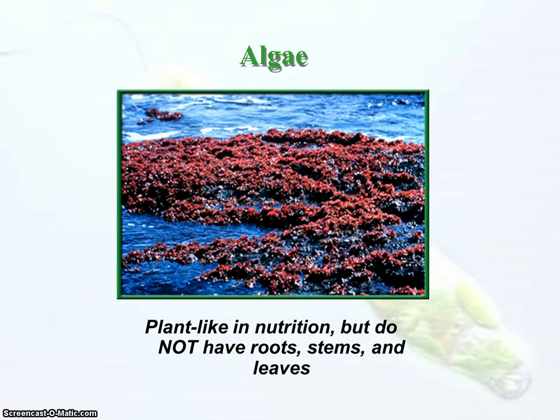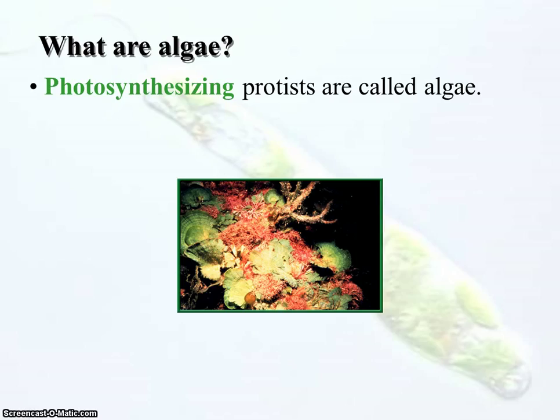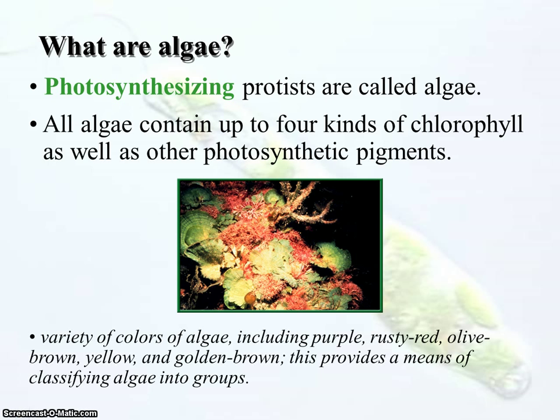They do not have roots, stems, or leaves. They don't have any of those other characteristics that you would associate with plants, other than the fact that they do have chloroplasts to allow them to be photosynthetic like plants. So let's look at our algae, our plant-like protists. They can photosynthesize, and so our protists that go through photosynthesis we're going to call algae.